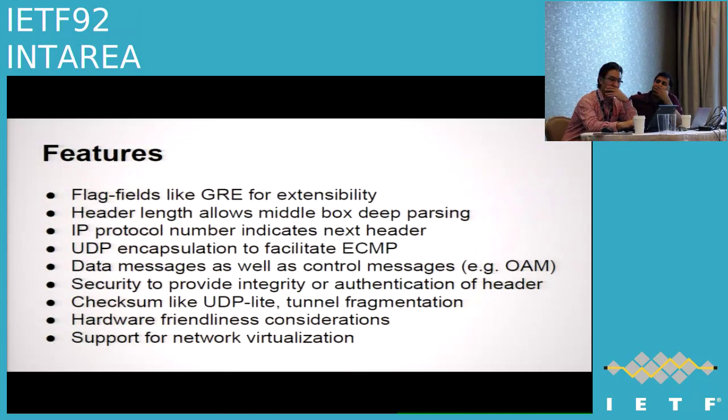So this is a list of the features. As I mentioned, we'll use flag fields much like GRE, so if a bit's set, it refers to a field. We add a header length. This allows middle boxes to skip over unknown fields to do deep parsing. The next header is indicated by IP protocol instead of ether type. We found a few interesting uses for that, and also saving those 8 bits from the ether type is worth it in the header.